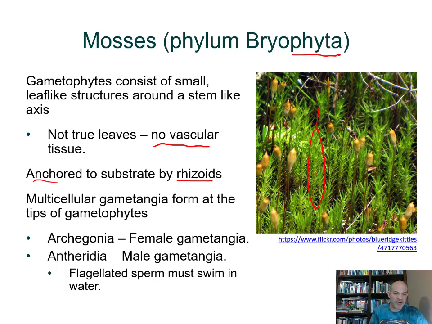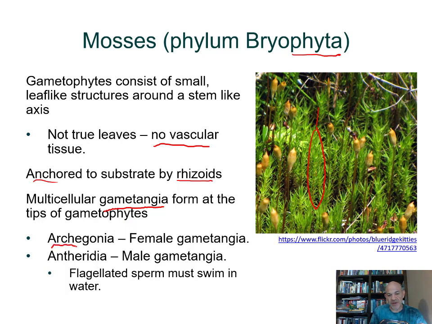I mentioned this term earlier. You see it now being played out in the notes. Gametangium, and gametangia is the plural. The gametangia is an organ found within your gametophyte plant. And this is where you're going to have two kinds.